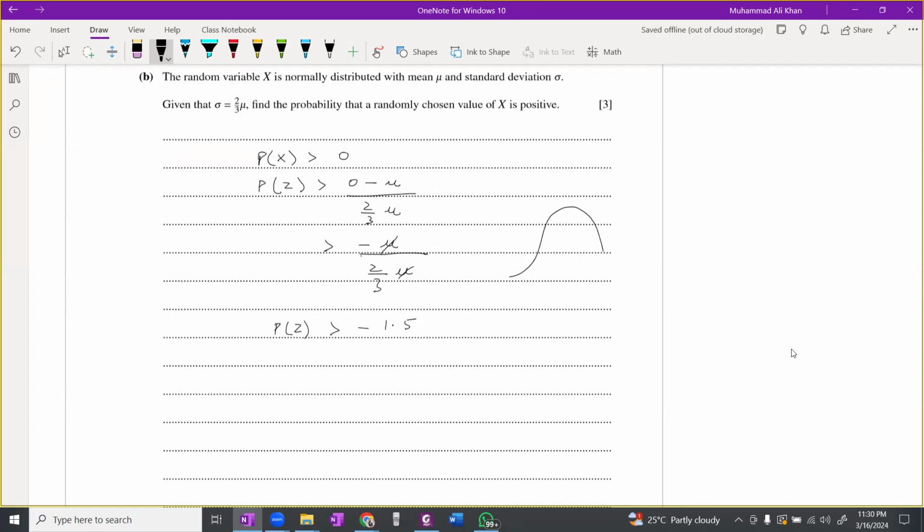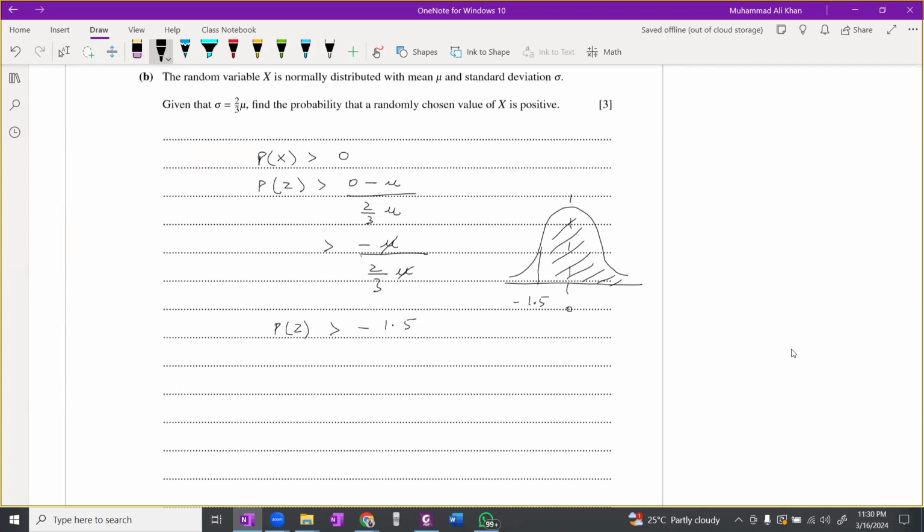According to the normal curve, where will this be? The center of the curve is at 0, and we need to calculate the value greater than negative 1.5. From 0, the left side is negative and the right side is positive. We have to calculate this probability.